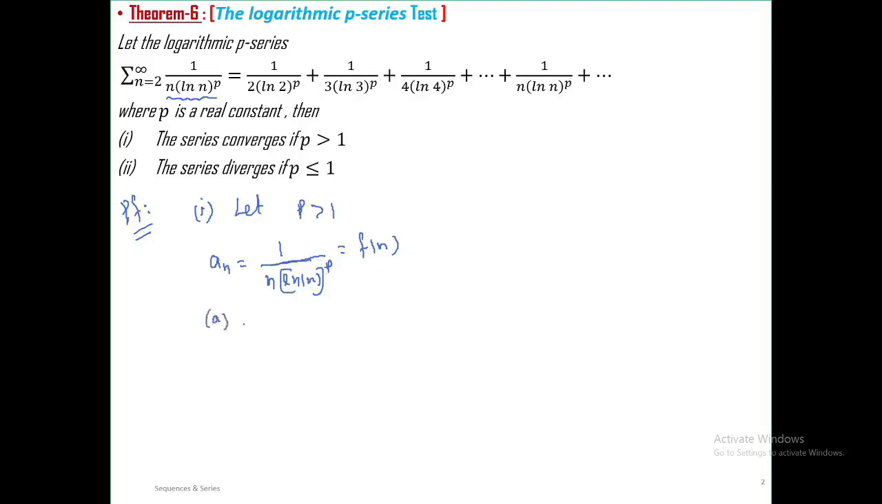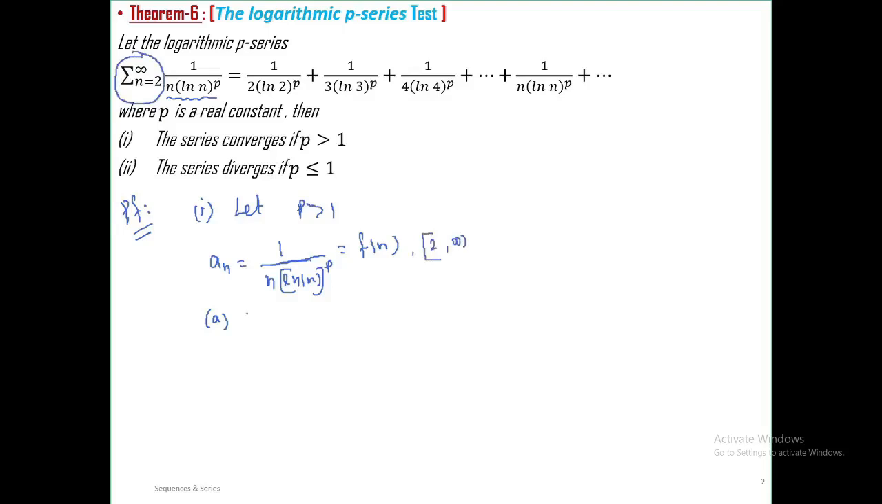First one, f should be continuous, right? So in what interval do you have to verify? Look at the series. The series here is from 2 to infinity. So therefore here the integral, the limit also you have to verify from 2 to infinity. In the interval 2 to infinity you have to verify.